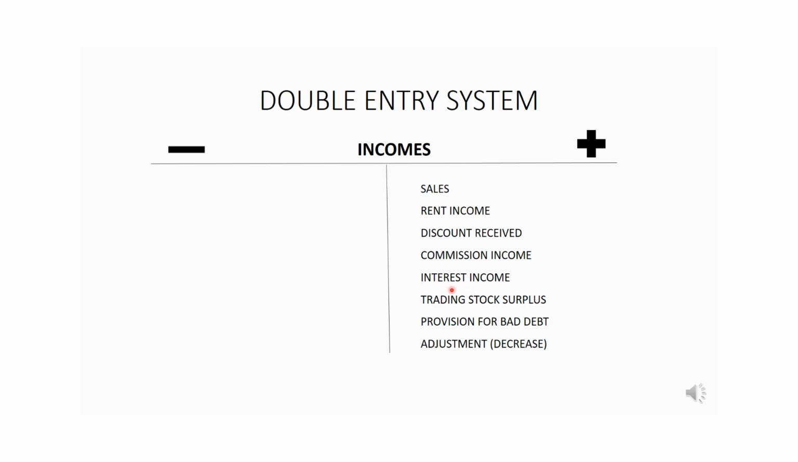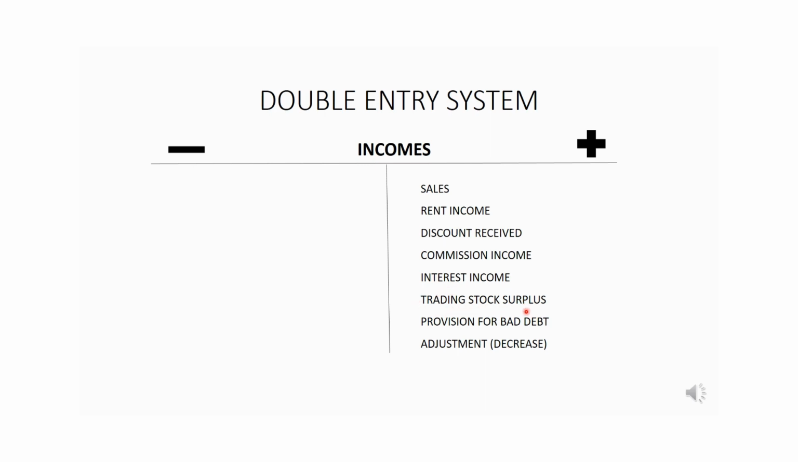Interest income. Interest income might be interest from fixed deposits, or interest from the credit balance in our bank account, or a favorable bank balance. We refer to it as interest income. Again, you'll debit what? You'll debit bank and you'll credit interest income.